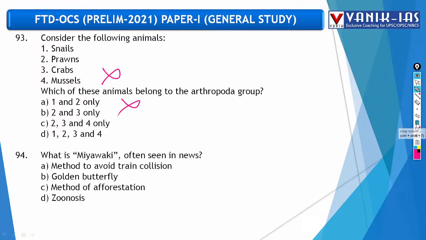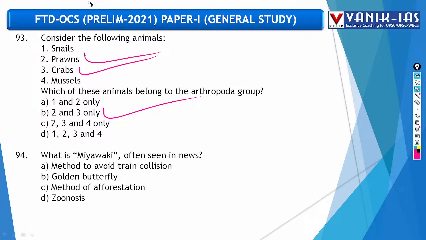Consider the following animals: snails, prawns, crabs, mussels. Which of the following animals belong to the Arthropoda group? 2 and 3 options are right. That is prawns and crabs. They are the Arthropoda group.